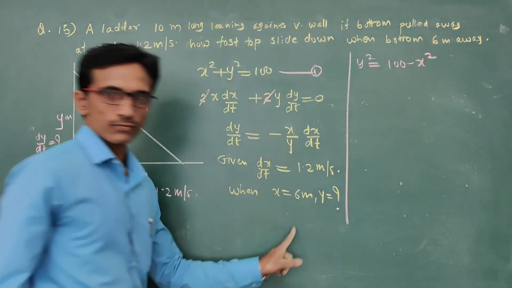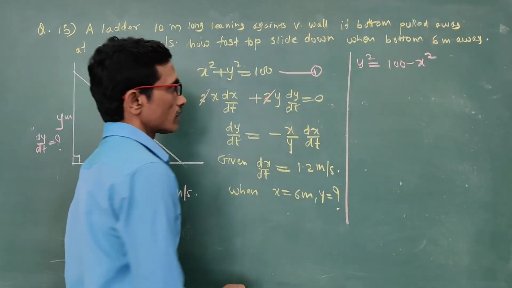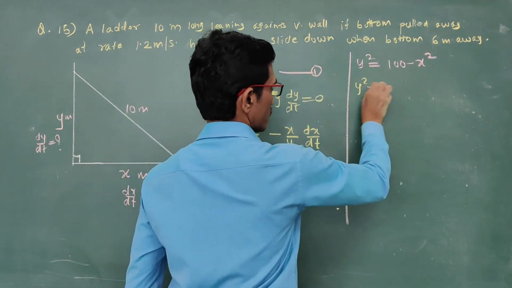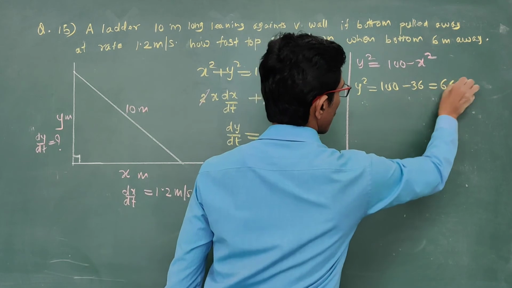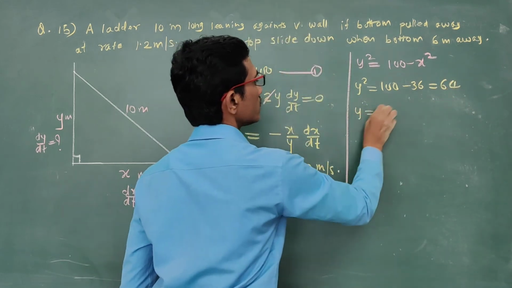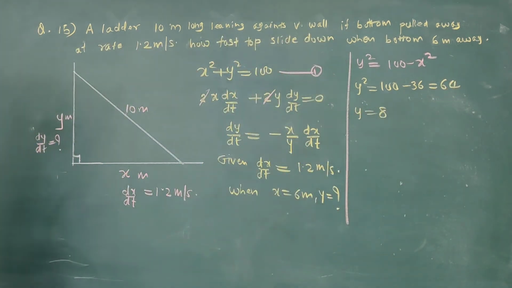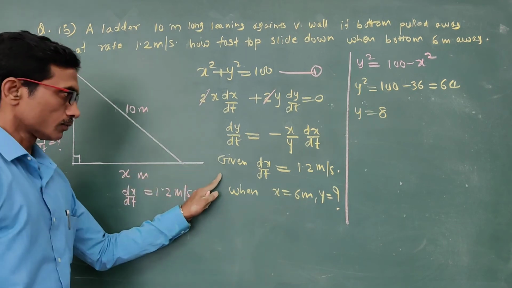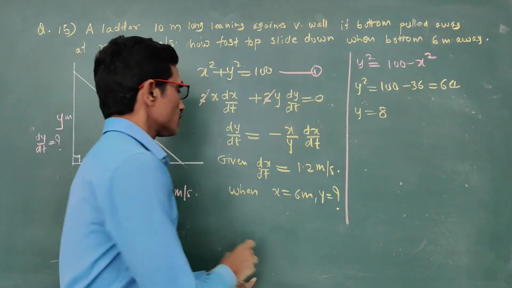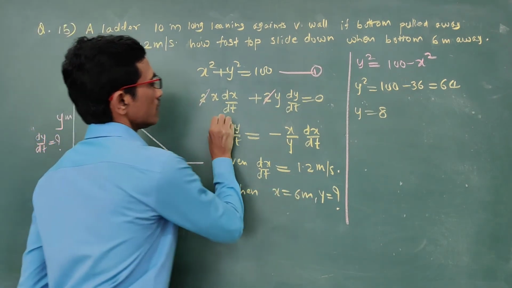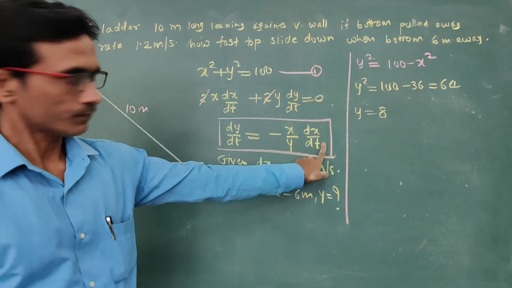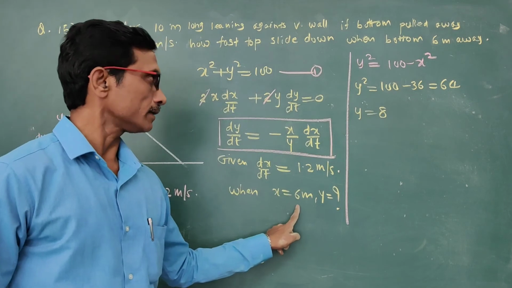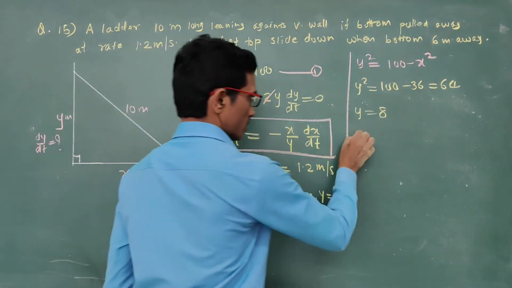So our x is 6, so y square will be equal to 100 minus 36, which is 64, and y will be equal to 8. So therefore we substitute dx by dt, x and y in this equation. So therefore dy by dt is equal to what?